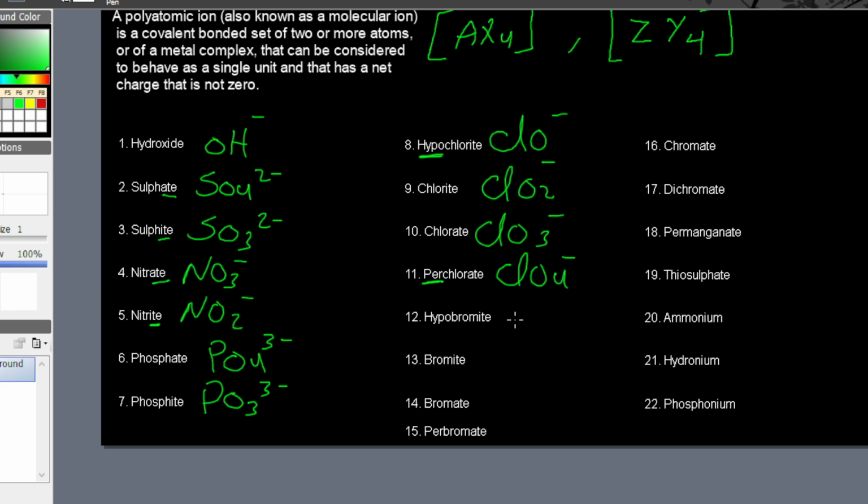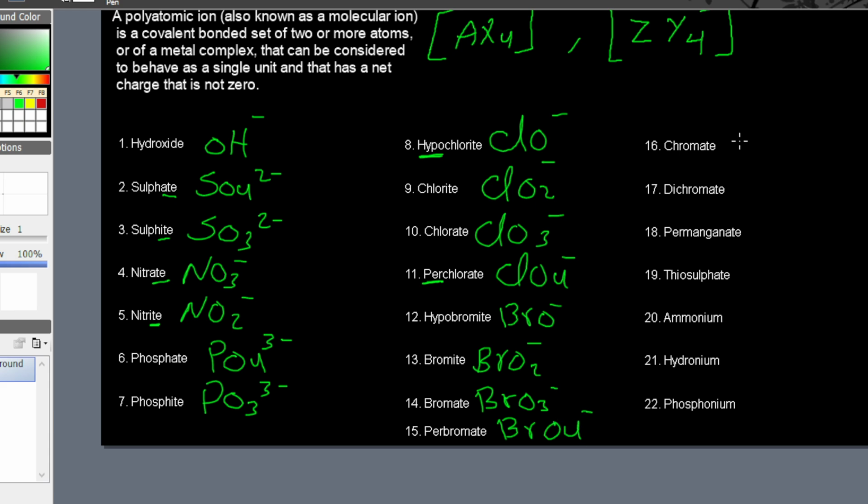How about hypobromite? Let's solve bromite and bromates. Then we move to hypobromite and perbromate. Okay, bromite is BrO2, 1 negative, and bromate is BrO3, 1 negative. How about the hypobromite? It should be one oxygen less, BrO, 1 negative, and perbromate is BrO4, 1 negative.